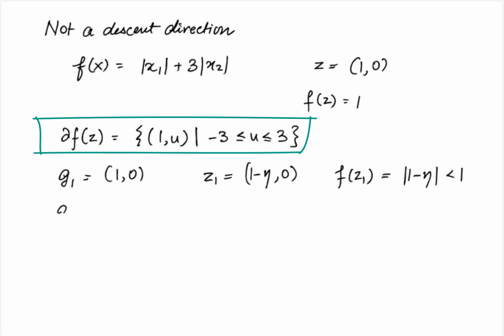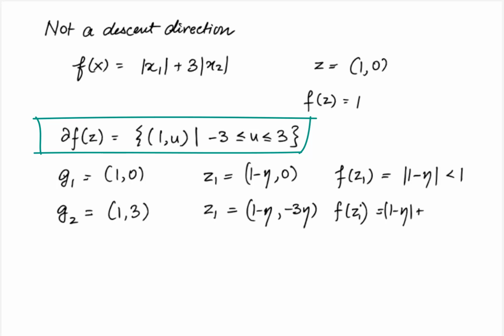But if you consider subgradient g2 equal to (1, 3), then the new point will be z1 equal to (1 minus eta, minus 3 eta). Therefore f of z1 will be equal to absolute value of 1 minus eta plus 3 eta, which is a quantity which is greater than 1 for all eta. So the function value increases along minus g2, and therefore minus g2 is not a descent direction. So a negative subgradient direction is not necessarily a descent direction, no matter the choice of eta.